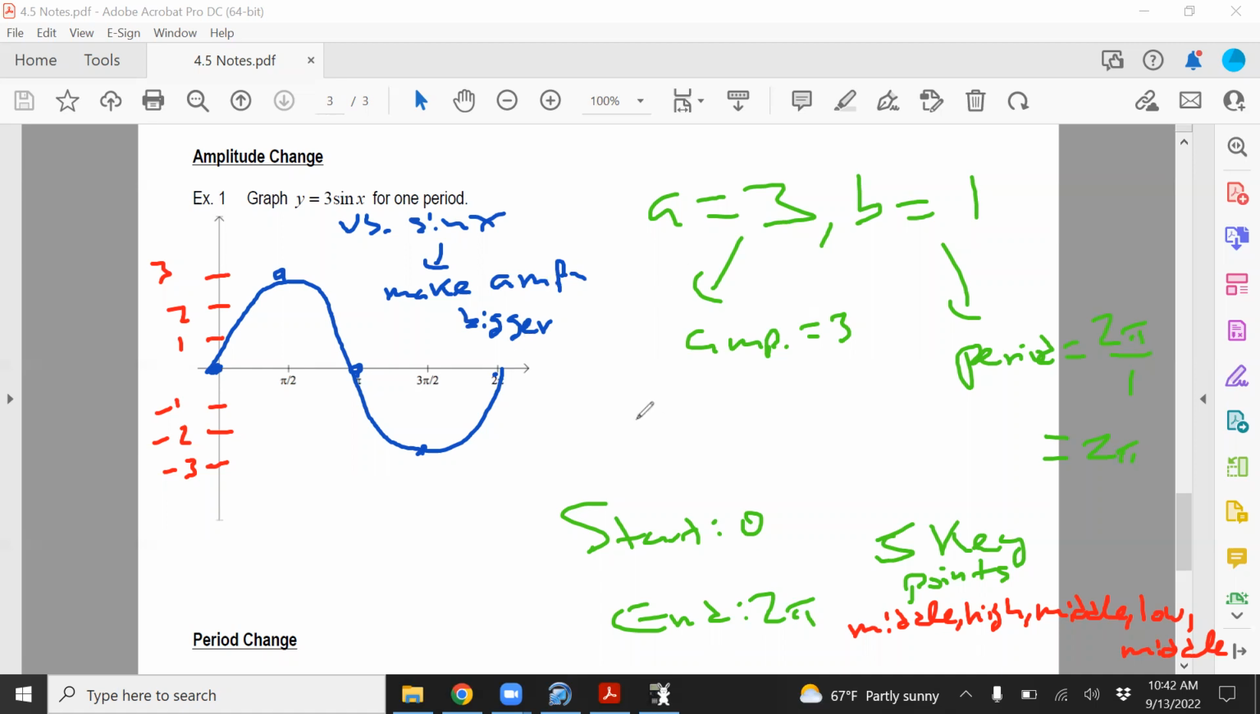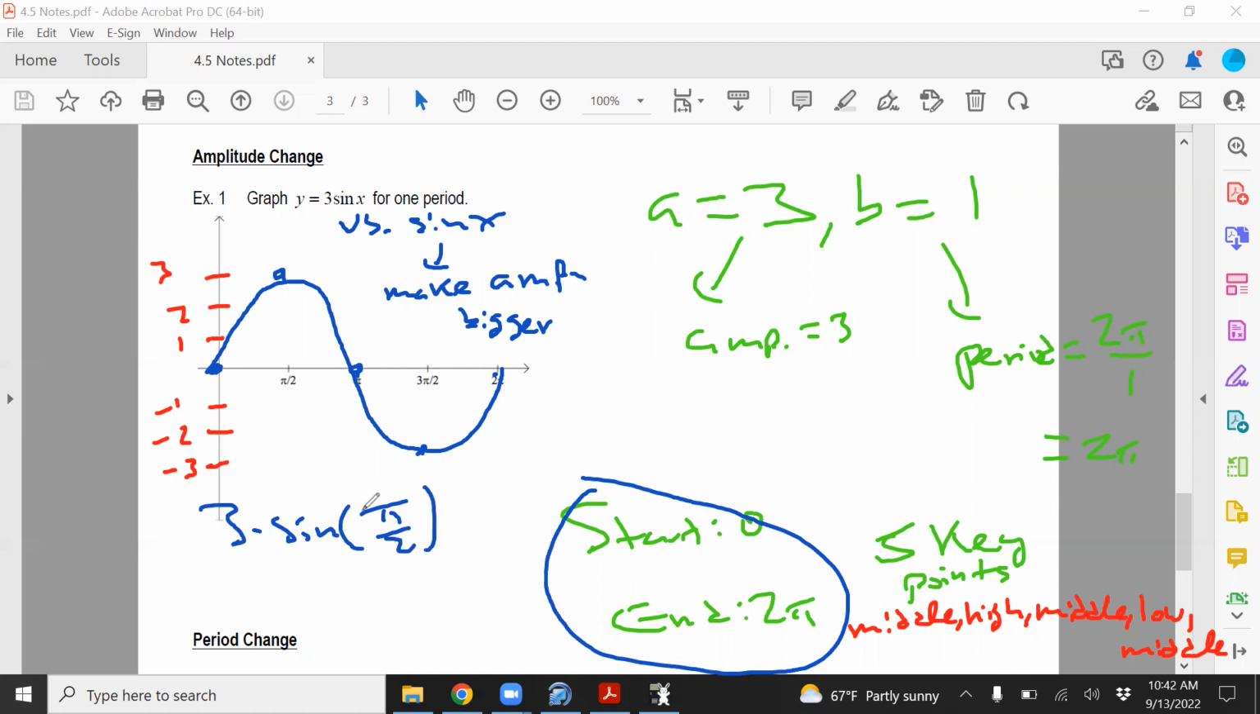Yes, but you're starting and ending in the same place, because the period was 2 pi, so we only go up to 2 pi. But the amplitude changed. And plus, what if you plug in pi over 2? What do you get? We should know by now sine of pi over 2. If you look at the unit circle, sine of pi over 2 is 1. 3 times 1 is 3. That's why there's a y coordinate 3.